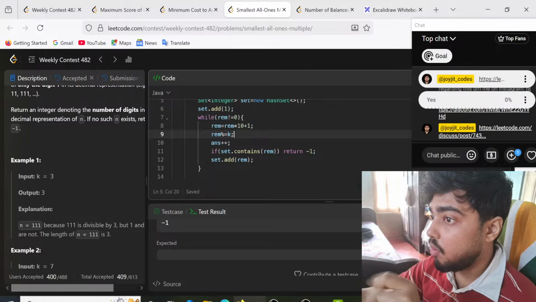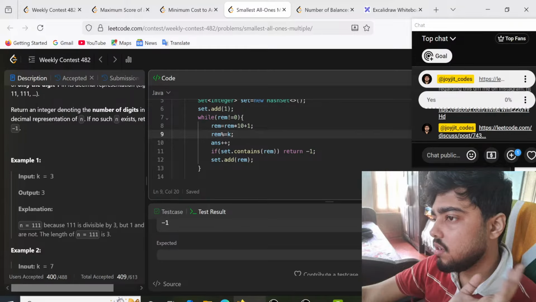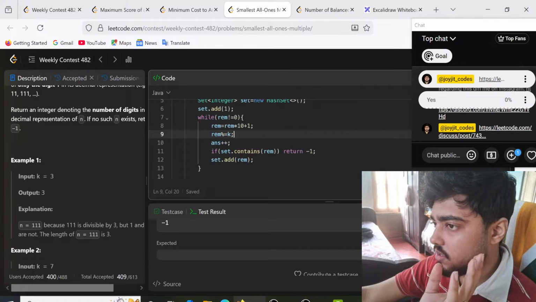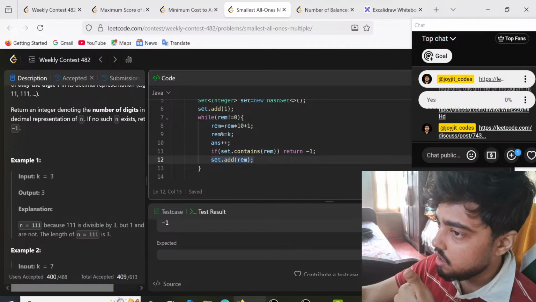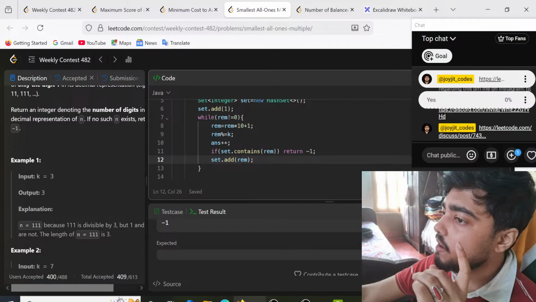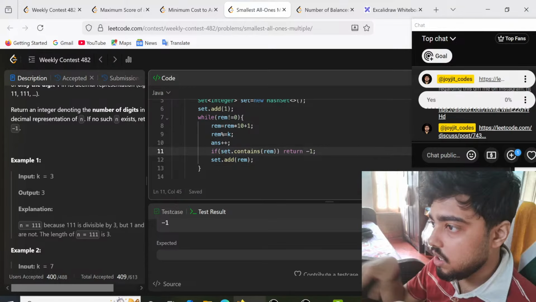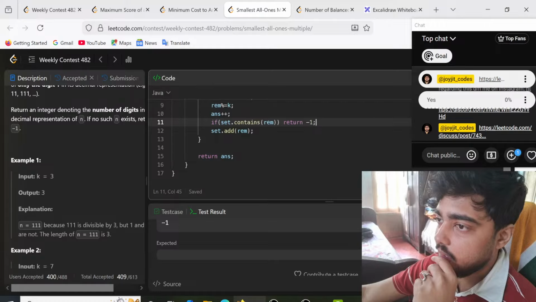Then every time the remainder is not 0, we add it to the answer. And once we get the remainder, we add the remainder to the set also. What if we have already visited the remainder? Then we can directly say that it is a minus 1 because there's a loop. I just explained that. So the loop is there. And ultimately you can return answer.